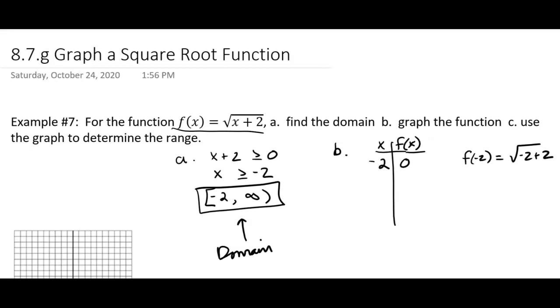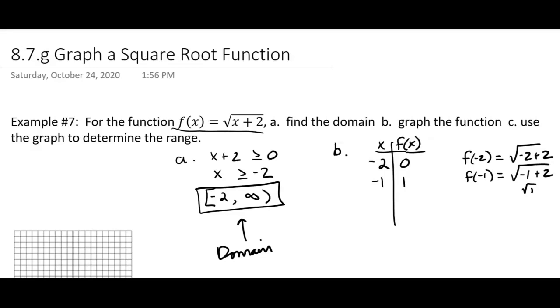Okay? So what else would work nicely? Maybe a -1 would work nicely. If I put in a -1, then I have the square root of -1 plus 2, which is the square root of 1, which is 1. You can write these all out. It's the square root of 1, and that's 1. Okay, so that one worked pretty nicely.